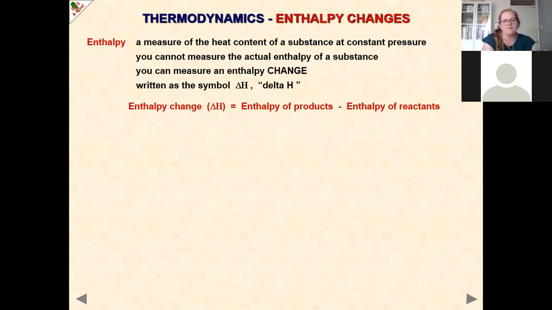So, a quick recap of what enthalpy is. Enthalpy is a measure of the heat of a substance at a constant pressure, so 100 kilopascals. You cannot measure the actual enthalpy of a substance. You can measure an enthalpy change. So that's really important. Enthalpy change is delta H, and that is our change of enthalpy. So we have the enthalpy of our products take away the enthalpy of our reactants. So we can't work out the enthalpy of a reaction, but we measure an enthalpy change.